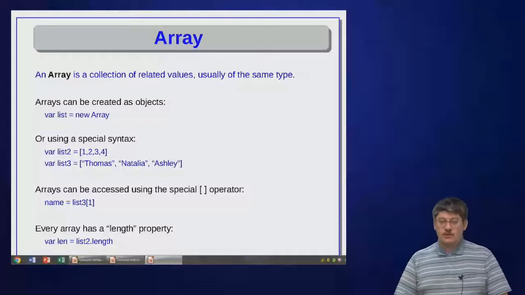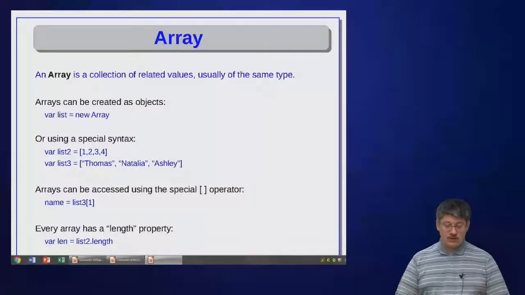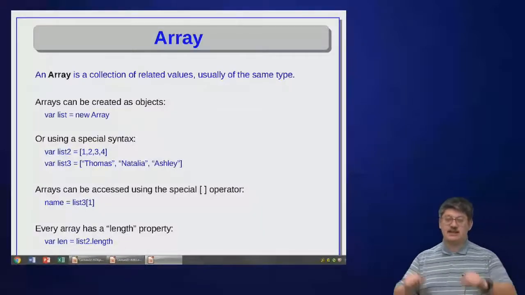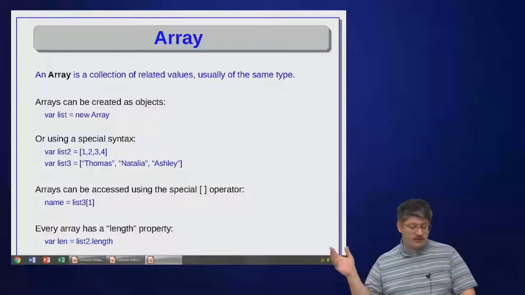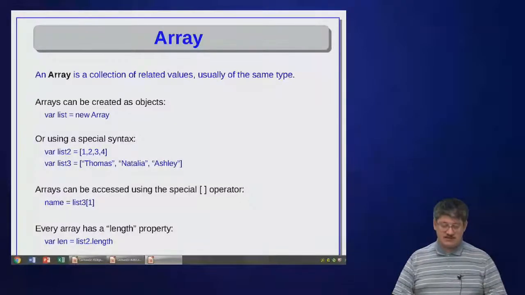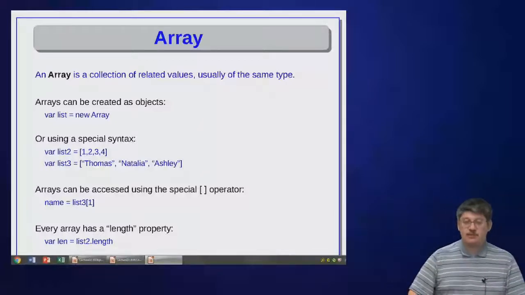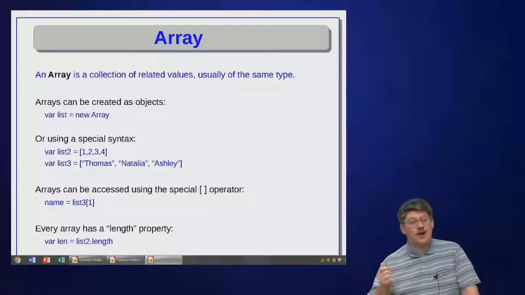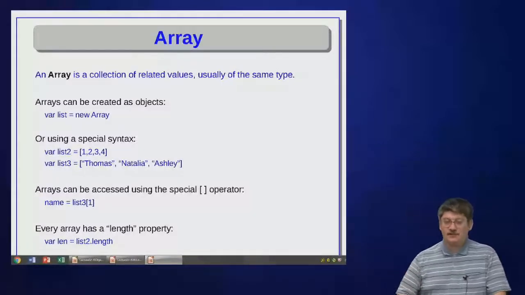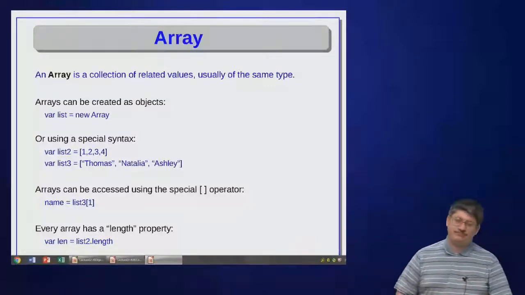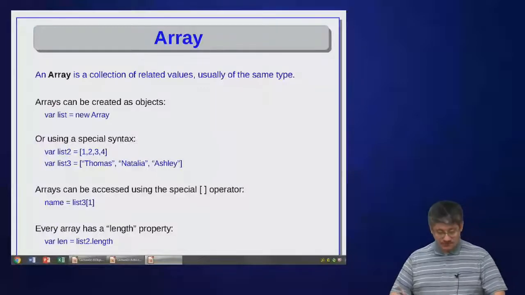I can also create arrays using some special JavaScript syntax. So here I can say var list2 = [1, 2, 3, 4]. Or I could make a list of strings. var list3 = ["Thomas", "Natalia", "Ashley"]. Notice that I put those in double quotes because they are string literals. Strings in JavaScript are also objects. So this is an array of objects. And an array is an object, so it's an object containing objects. Maybe that's confusing, but I think it's cool.